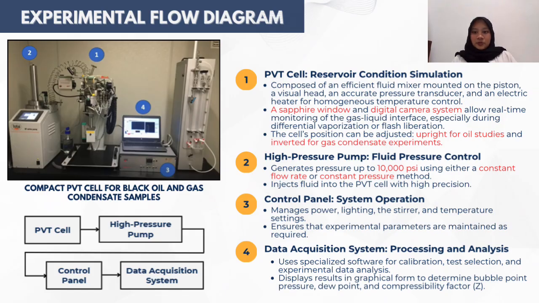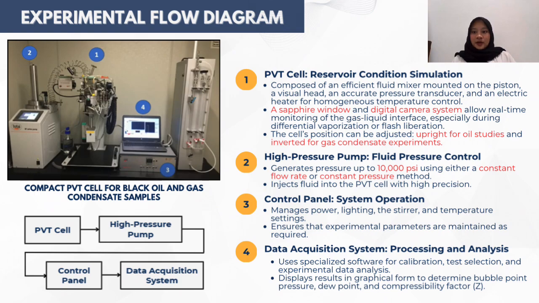The first equipment or process is the PVT cell, the reservoir condition simulation. It is composed of an efficient fluid mixer mounted on the piston, a visual head, an accurate pressure transducer, and an electric heater for homogeneous temperature control. A sapphire window and digital camera system allow real-time monitoring of the gas-liquid interface, especially during the differential vaporization or flash liberation. The cell's position can be adjusted, upright and inverted. The upright one is for oil studies and the inverted one for the gas condensate experiments.